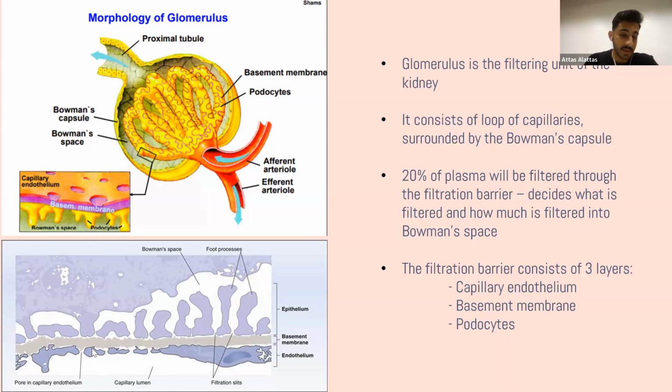Then there's the basement membrane. It's in between the endothelium and the epithelium. The epithelium is another name for the podocytes. And these podocytes have foot-like processes, and in between these foot processes, you have these filtration slits, where the substances will move from the capillary lumen into the Bowman space.